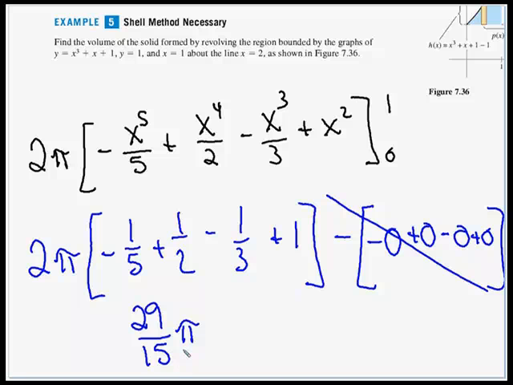29/15 pi. So again, this one, the shell method was necessary. Even if we wanted to, we could not do the disk or washer method. The problem just isn't set up so that it would even be possible.